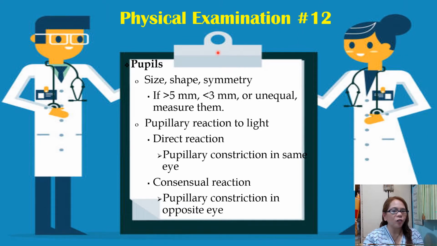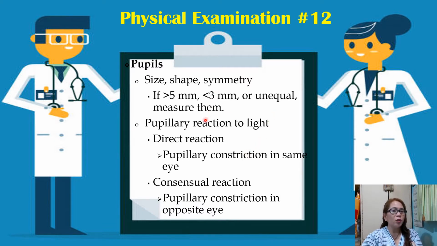Okay, so moving on to the physical examination of the pupils, which is part of your eyes. You have to note if there is abnormality in the size, the shape, and the symmetry. Of course, the pupil should be equal in size and it should be symmetrical. Note if the pupil is larger than 5 millimeter or less than 3 millimeter, or if it is unequal, you have to measure them.